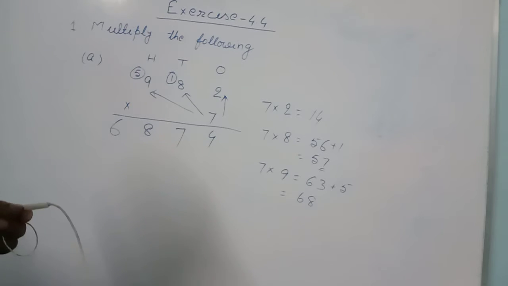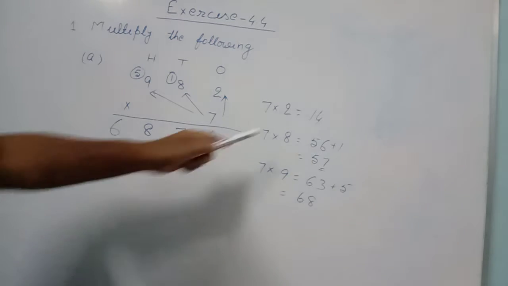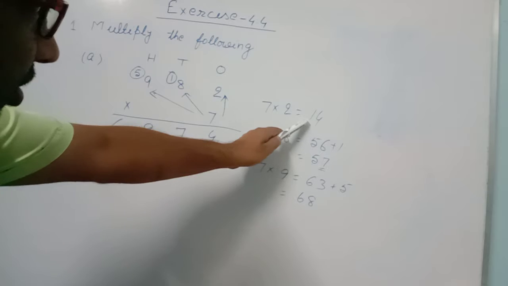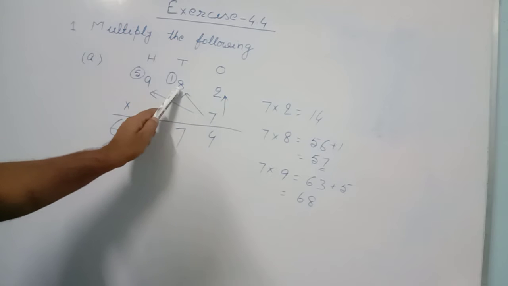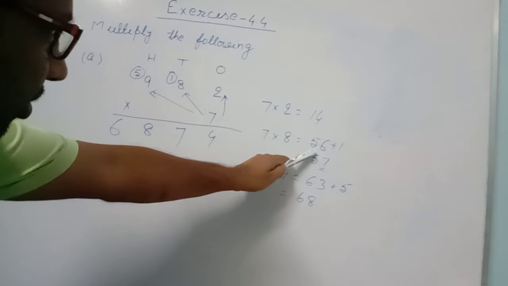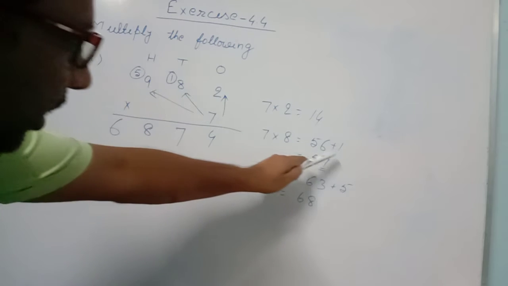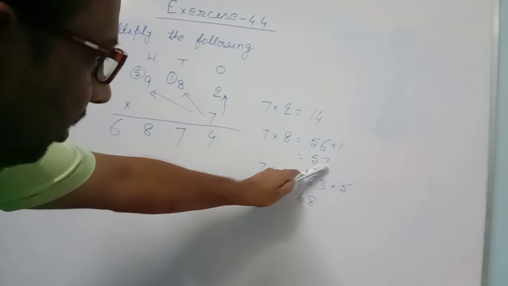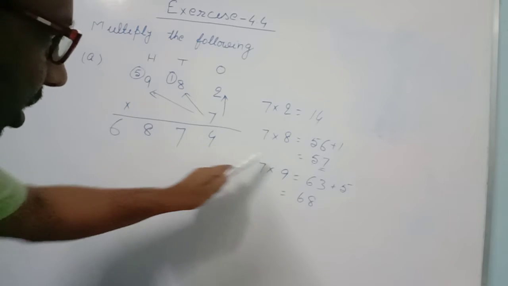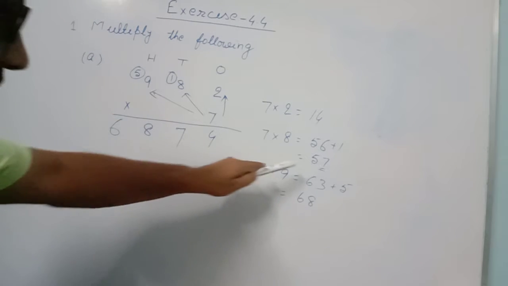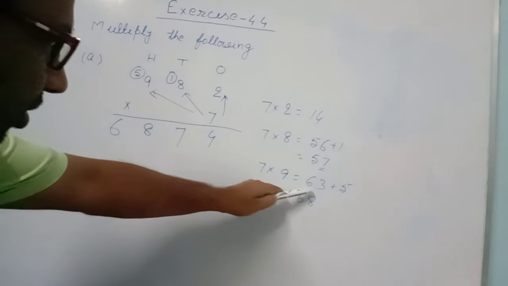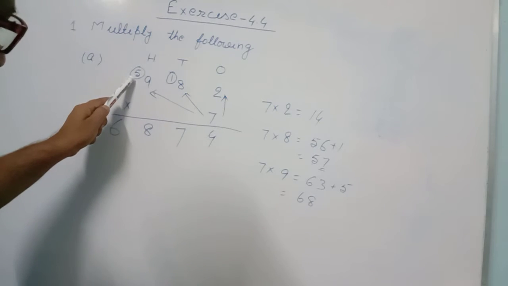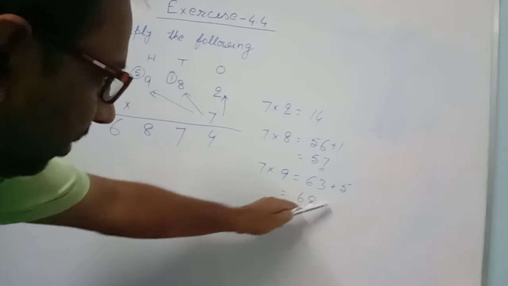I repeat, first I multiplied 7 and 2, 7 2s are 14. This 4 is coming at 1's place, this 1 is coming at 10's place, so here I wrote this 1. Then we'll multiply 7 and 8, 7 8s are 56, there 1 is already, I added 1, we got 57. Now this 7 is coming at 10's place and 5 is coming at 100's place, so this 5 I wrote here. Now I multiplied 7 and 9, 7 9s are 63 and 5 is already there, so I added 5, 63 and 5, 68.